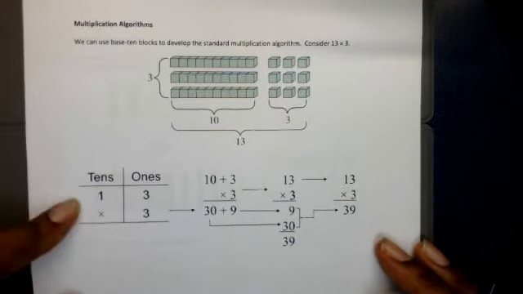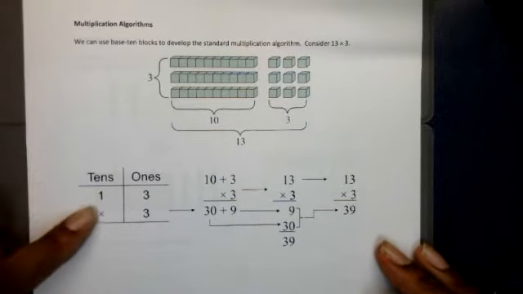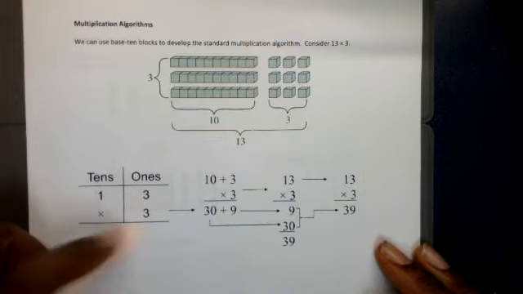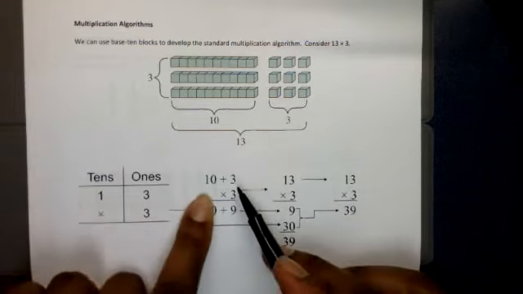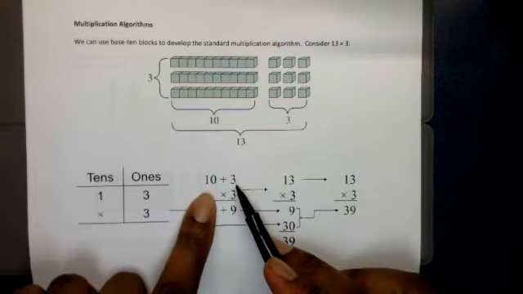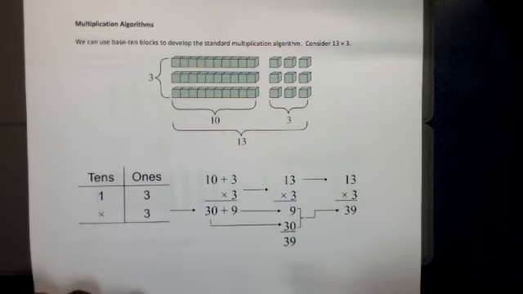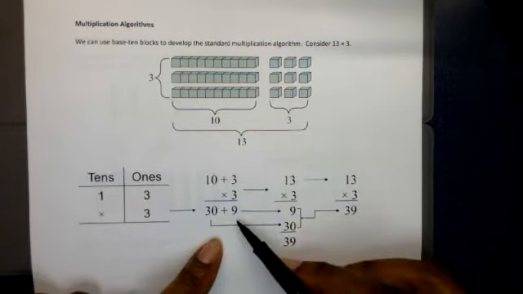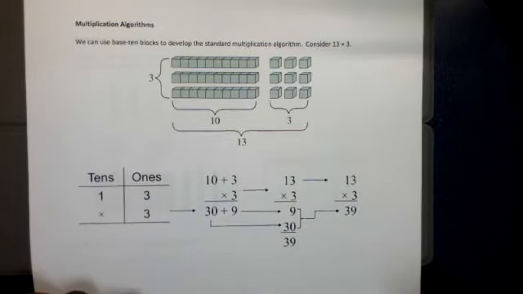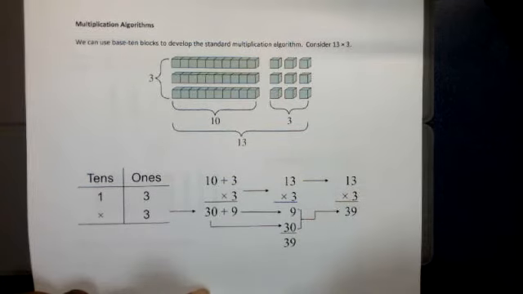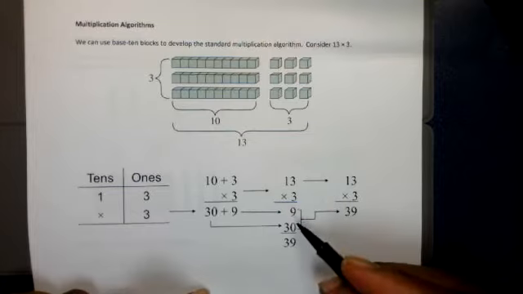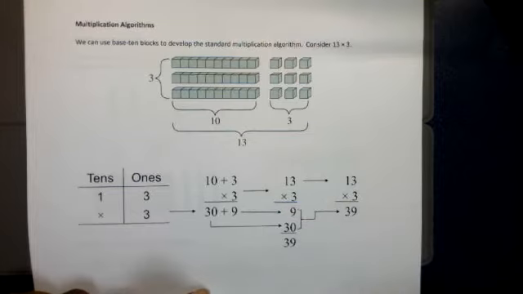And here's another way of showing 13 times 3. 1 ten and 3 ones times 3 ones. Because that's a representation of 10 plus 3, and then times 3. Well, 3 times 3 will be 9, and 3 times 10 will be 30, which will give you 39. And the 9 and the 30, as you can see here, are what we call partial products. Add those together, you'll get the 39.